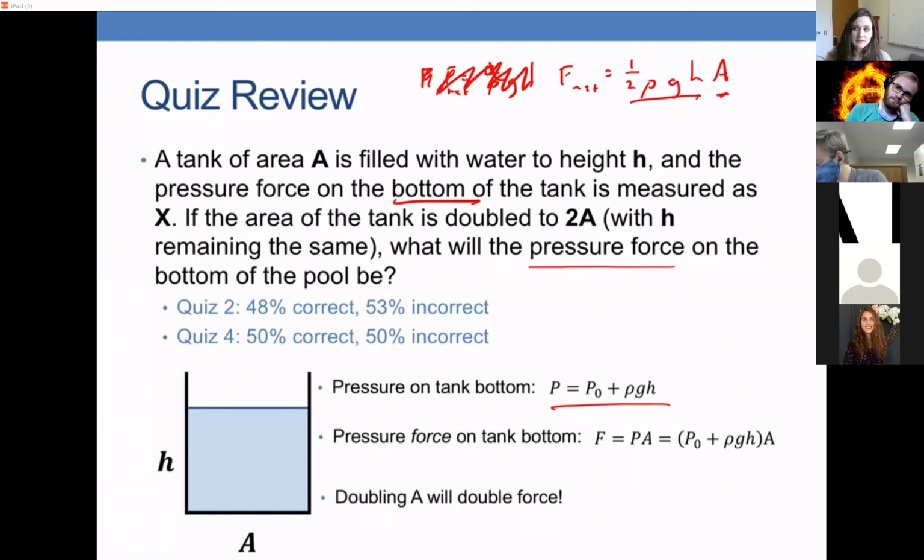So it doesn't matter whether it's on the bottom or on the side, but also the question said it was on the bottom. So if you clearly read it, you would have gotten that. So as I said, the force always scales with the area, regardless of whether it's vertical or on the bottom. Okay, so that's the point there.